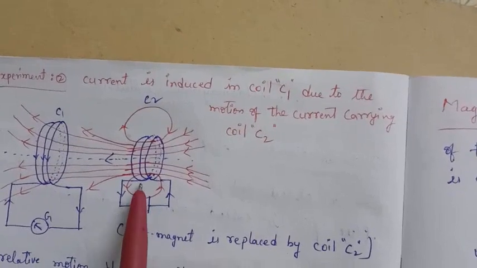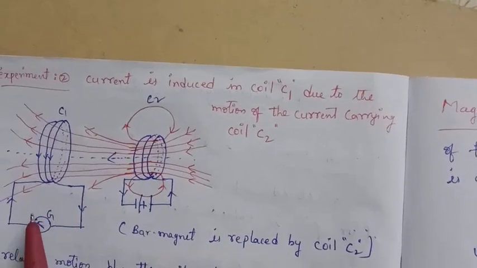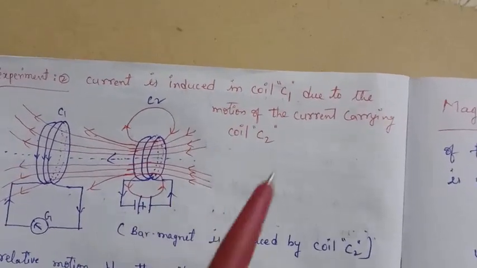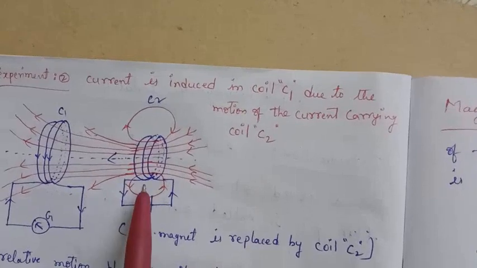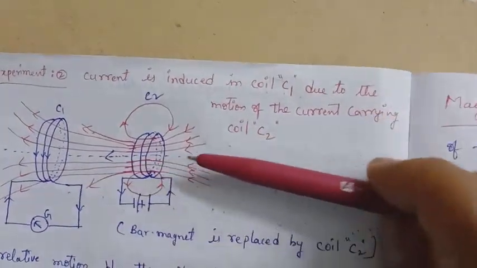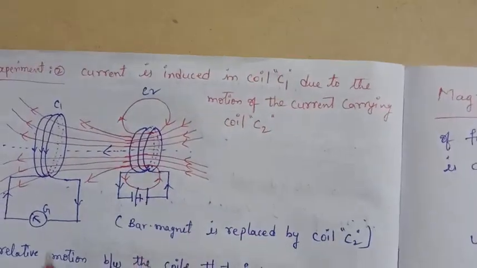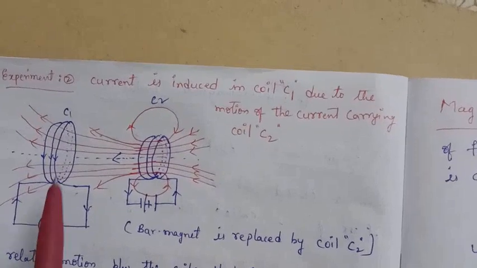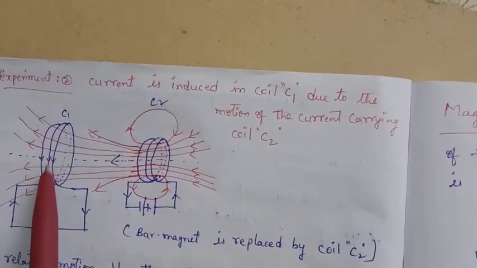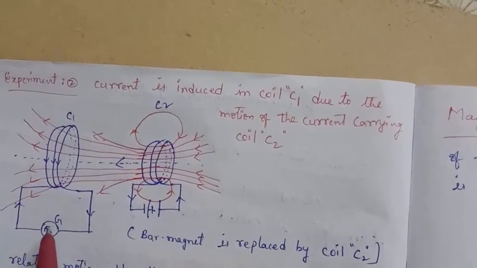When it is pushed outwards, you get the deflection in the opposite direction to the previous one. So this coil C2 now acts as a bar magnet. Previously the bar magnet was pushed towards; similarly, this coil C2 is pushed towards or outwards. At that time you get the deflections in the galvanometer. That means there is an induced EMF in this coil, which is noticed by this galvanometer.